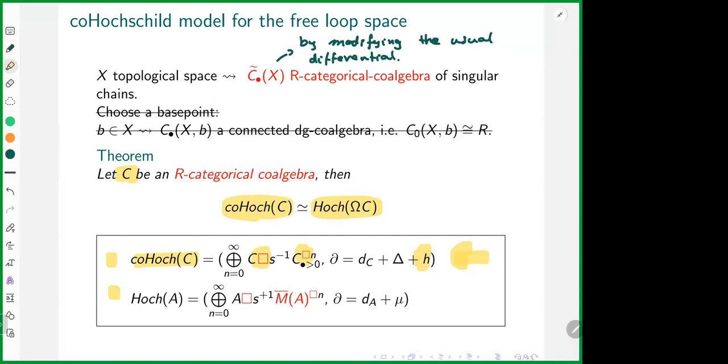Okay. Now from here on, I'm going to try to give some combinatorial ideas to justify how this is related to the chains on the free loop space, just like the results from the 80s from Jones and Quillen did, but now in this new setting of categorical coalgebras.